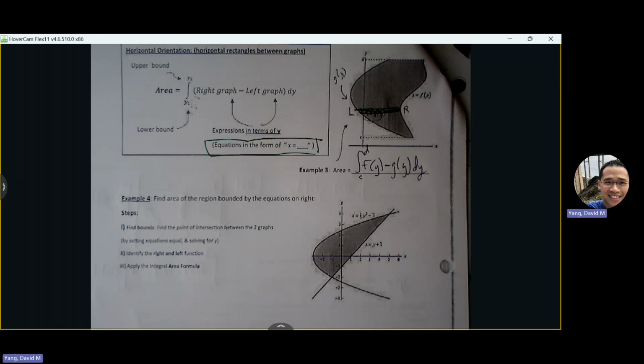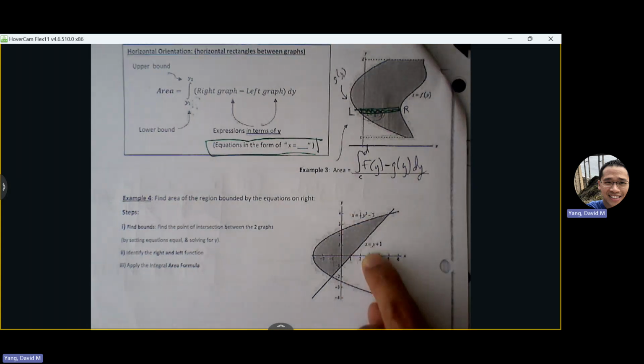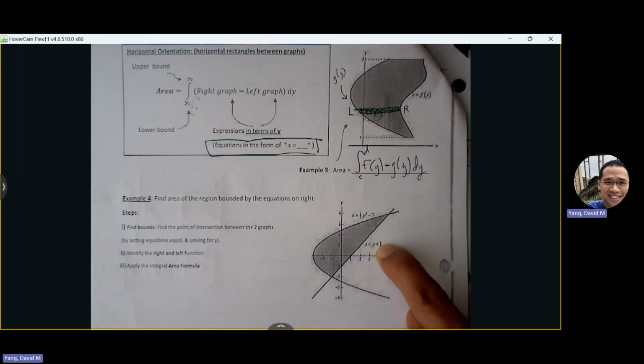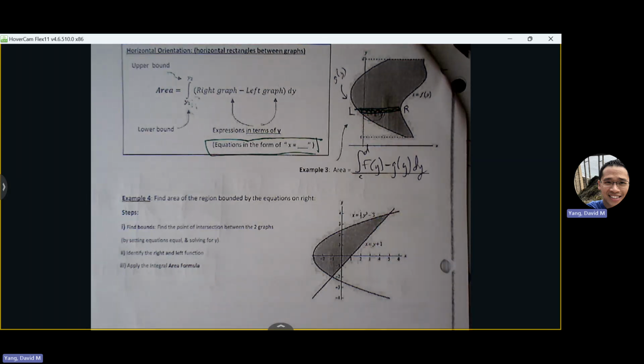So let's do an example where the orientation is flipped. So example 4, we have two graphs. Both are in the proper form. Notice that these are x equals, right? So whenever you see x equals, that's an indication that this is usually a good fit for right minus left. But first, let's find the bounds, just like how we've done before. So we'll set the two equations equal to each other.